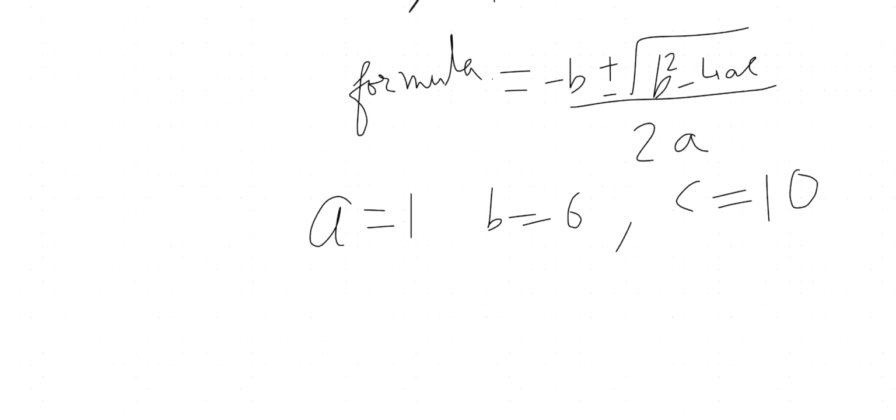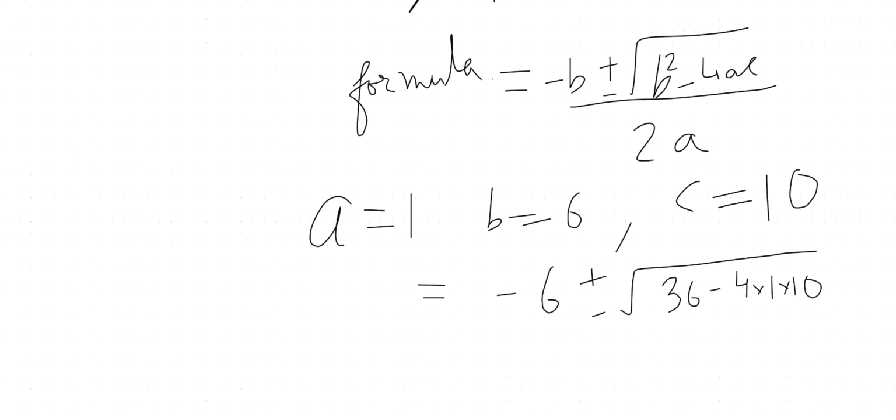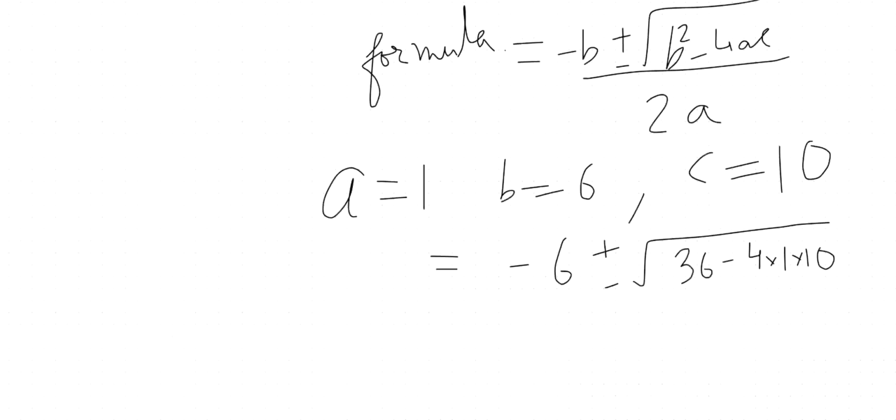So minus b, minus 6 is what I'll write, plus minus, what is b square? b square is 6 into 6, 36. And what is a and c? 4 into 1 into 10. Oh, it's going to come out to be negative, unfortunately. Because 36 minus 40 will be a negative number, which means that the root for this equation, I can straight away conclude from this, and this is what the discriminant also is.